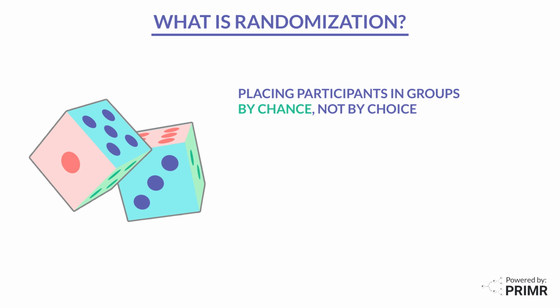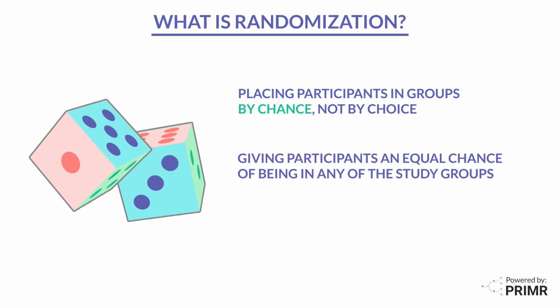Randomization is the process of assigning participants to different groups in a study by chance, rather than by choice. In a randomized clinical trial, each participant has an equal chance of being placed in any of the study groups, such as a treatment group or a control group. Randomization ensures that these groups are similar and balanced, helping researchers achieve accurate and unbiased results.